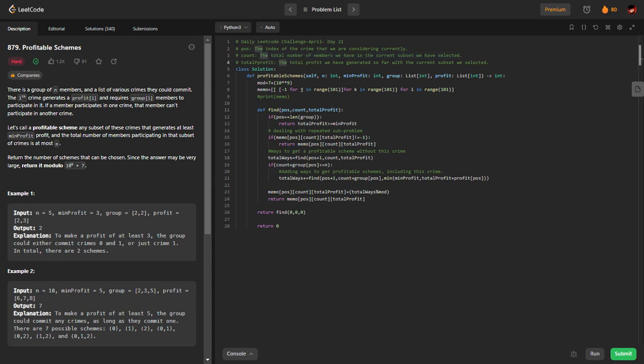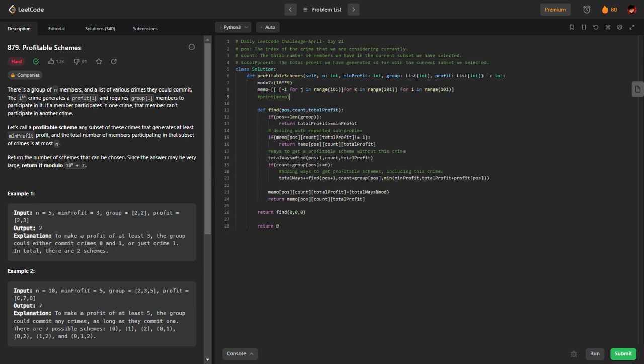Okay, and finally the total profit. The total profit we are talking about is the profit generated so far with the current subset we selected. So how much profit are we generating in our selected subset? That means it talks about this. Similarly, the count talks about this.